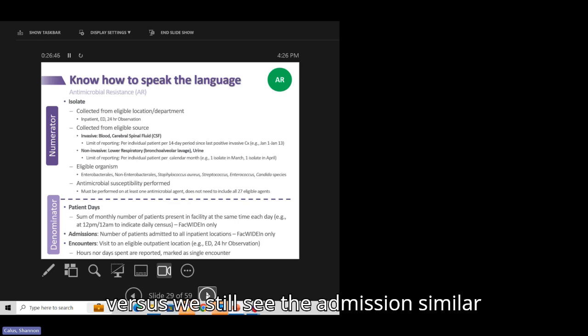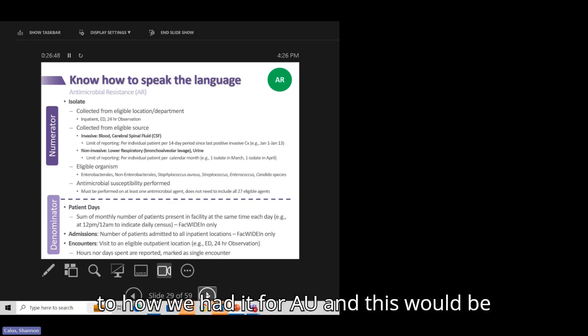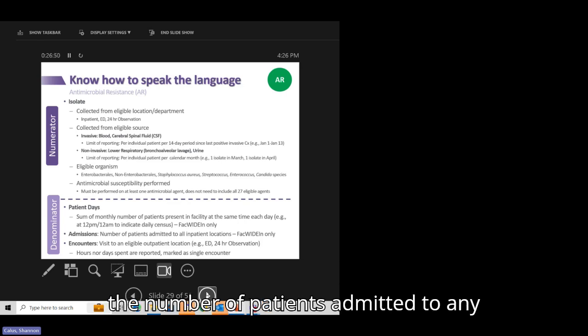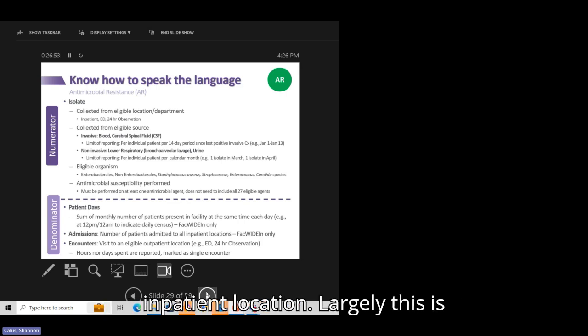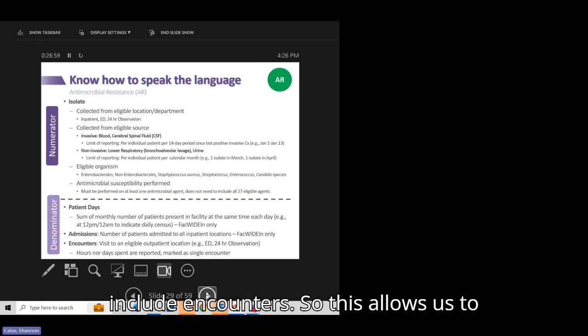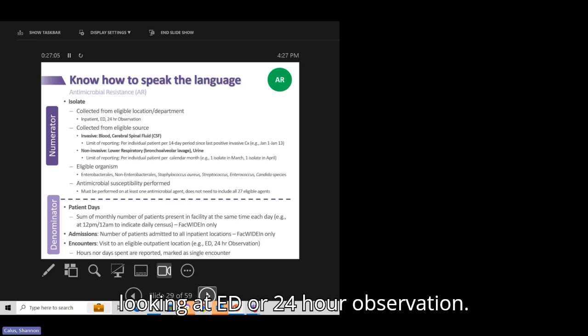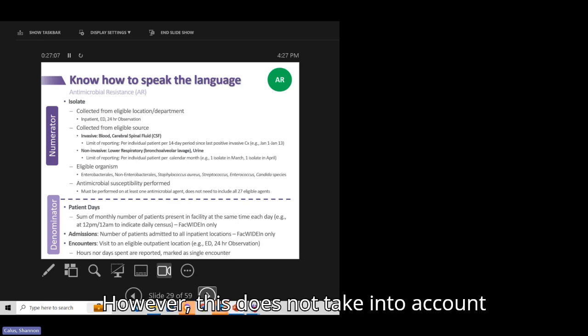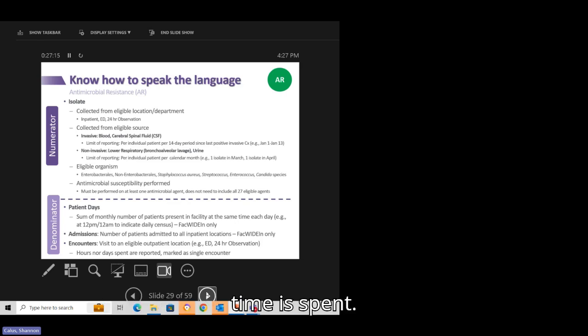Versus, we still see the admission similar to how we had it for AU, and this would be the number of patients admitted to any inpatient location. Largely, this is also facility-wide. And then the one difference here is the ability to also include encounters. So this allows us to get that outpatient information, so looking at ED or 24-hour observation. However, this does not take into account how long they spend there. So they could spend an hour there, they could spend 2 weeks there. It's really just marked as a single encounter, regardless of how much time is spent.